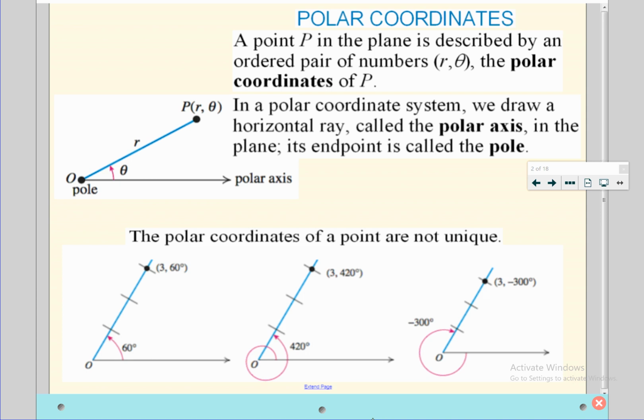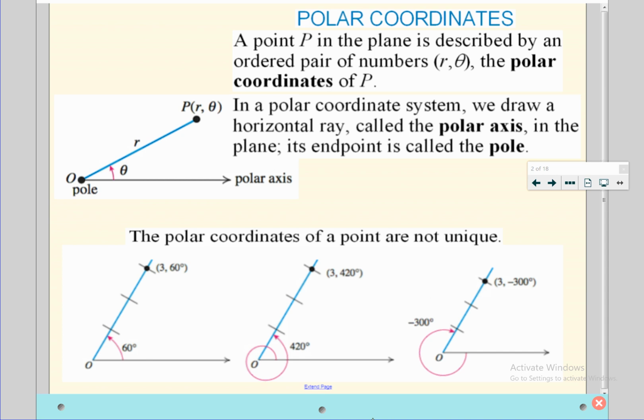X, Y coordinates are unique. If I tell you the point (2, 3), that is the only way to get to that point. You go 2 to the right and 3 up, and that's it. Polar coordinates, though, because they deal with rotations, are not unique. I can change the rotation and I can still have the exact same point.